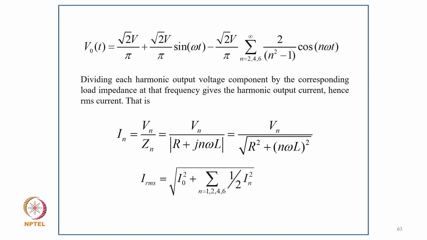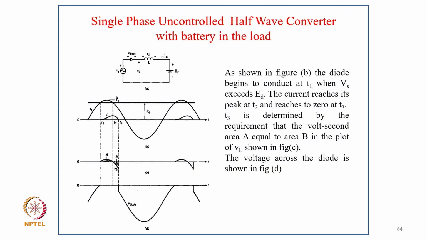So dividing each harmonic output voltage component by the corresponding load impedance at the given frequency gives the harmonic current and the RMS current. I_RMS is derived from V_RMS, I_n equal to V_n upon Z_n equal to V_n upon R plus j n omega L, or equal to V_n upon root of R squared plus (n omega L) squared. So I_RMS equals (I0 squared plus the summation over n equal to 1, 2, 4, 6 of I_n squared) to the power half.